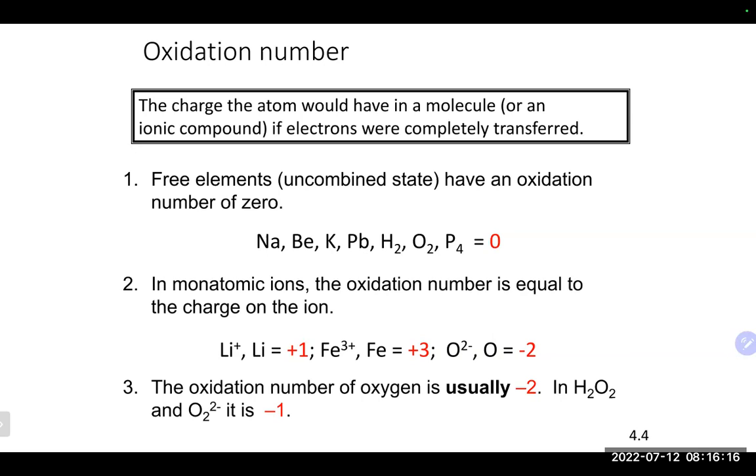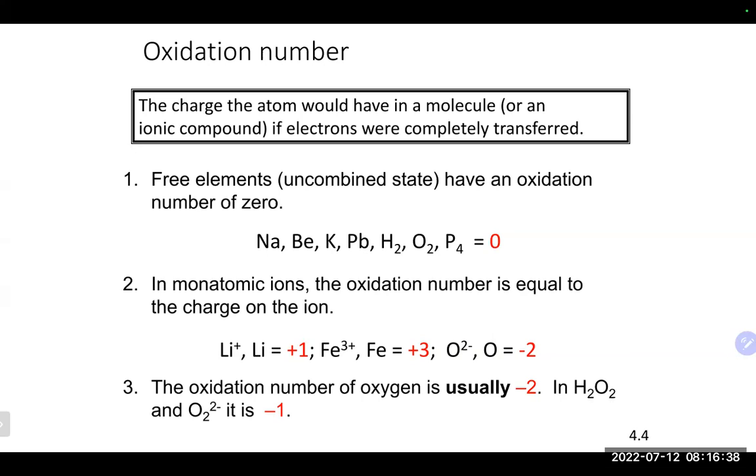The first one is pretty simple. Any element that's uncombined, it's by itself, how it's found in its natural state, will have an oxidation number of 0. So anything like sodium metal by itself has an oxidation state of 0. Hydrogen, oxygen, nitrogen, those guys all have oxidation states of 0.